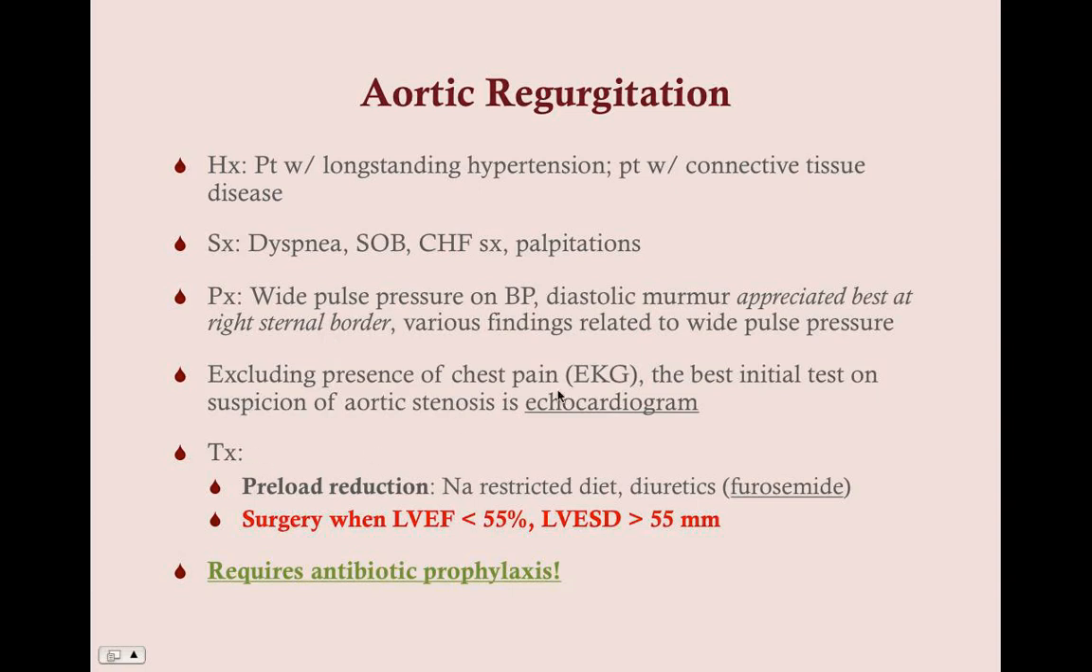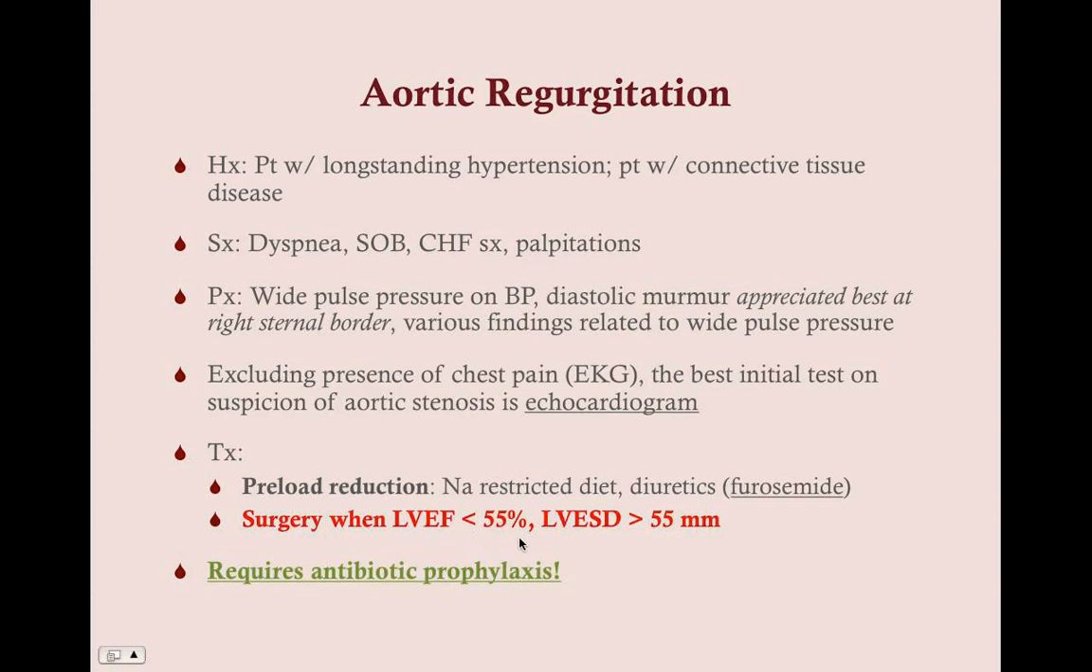So the treatment here, because it's a diastolic murmur, we're going to give them diuretics. So preload reduction, sodium-restricted diet, and diuretics, and we tend to give them furosemide. We do surgery on these patients when their left ventricular ejection fraction has gone down below 55%, or their left ventricular end systolic diameter is greater than 55 millimeters. Obviously, the only way you're going to see this is on echocardiogram, so we monitor these patients, and once they go below these levels, then we need to do surgery.